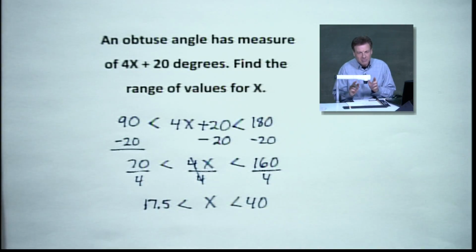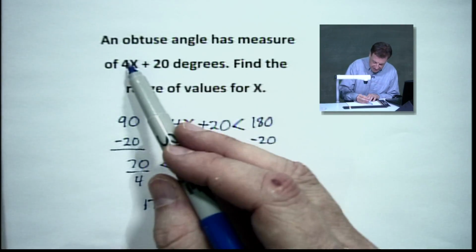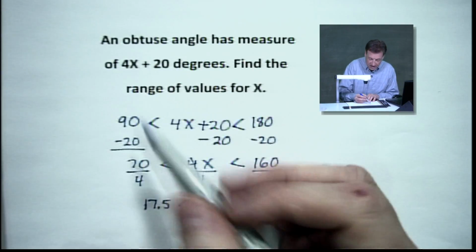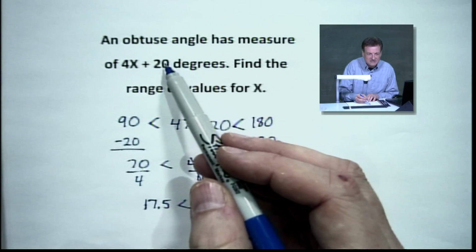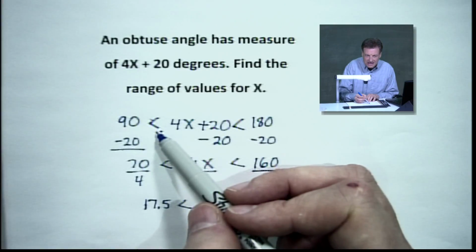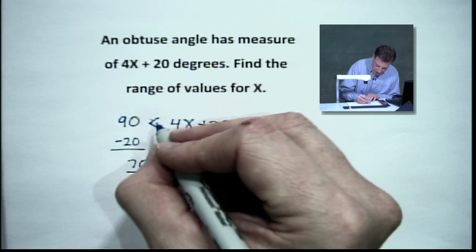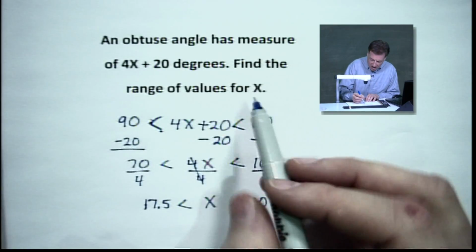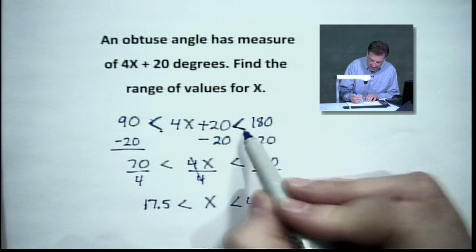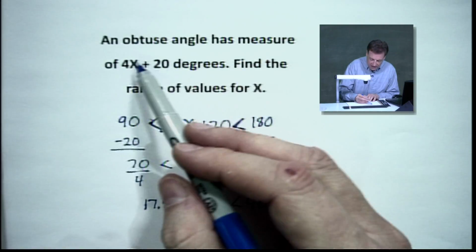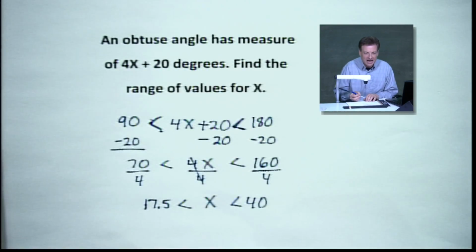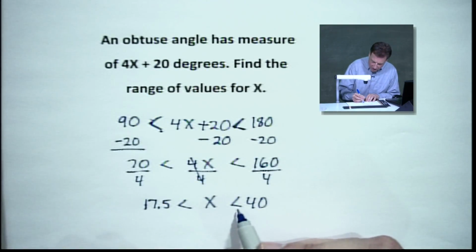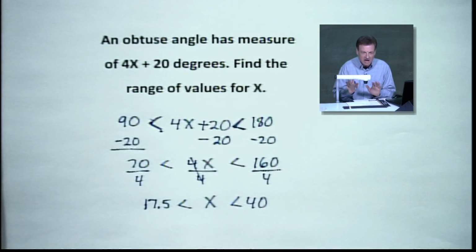Now, keeping in mind, a quick check: if you take 4 times the 17 and a half, you get 70. 70 plus 20 gives us 90. Remember, we don't want to equal 90. We want to be close, just close, not on it, okay? Over here, we want to get close to 180. We know if we put a 40 in there, we are going to pick up 180, which is too high. So that's, again, why we do not put the equals to under here.